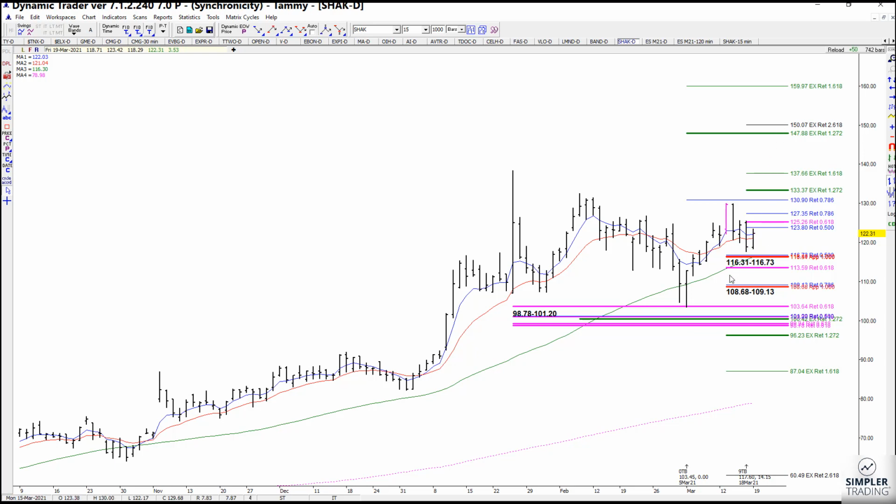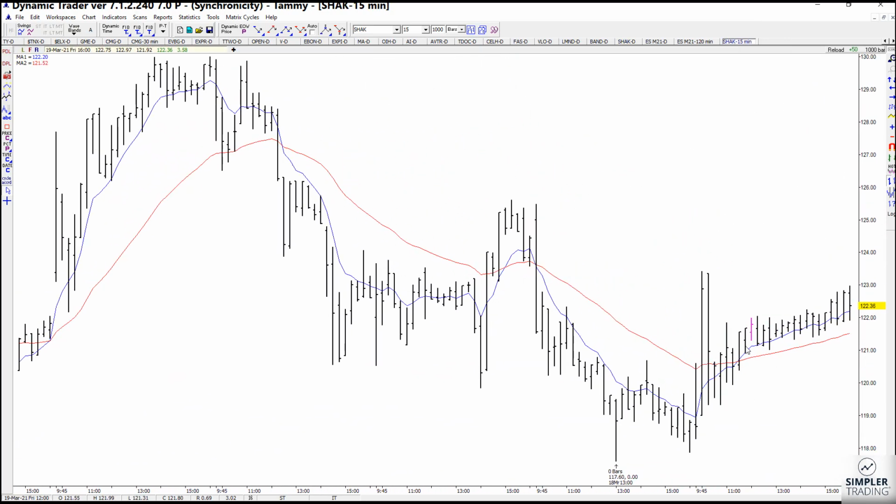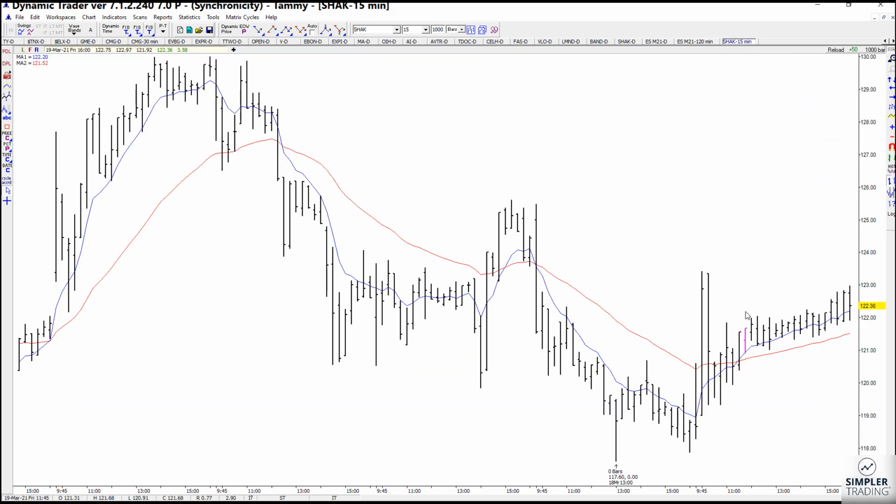What's the next question? So we've got setup, plus trigger equals trade entry. We do have a 15-minute trigger here. The blue has crossed the red. So setup 116.31 to 116.73 plus 15-minute trigger equals trade entry, and then you manage.